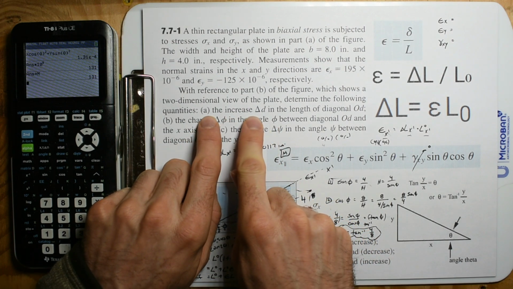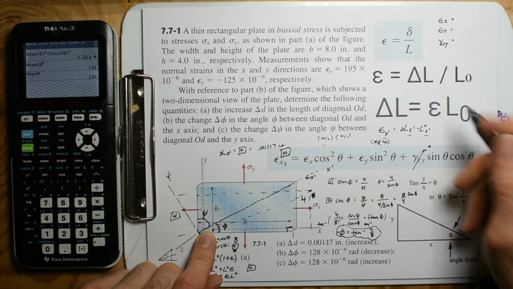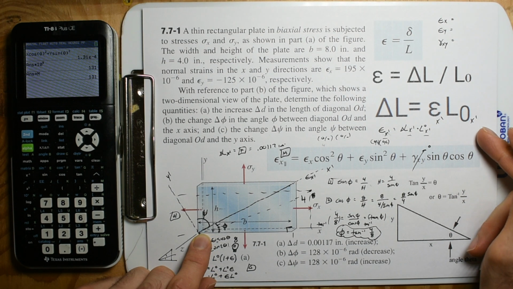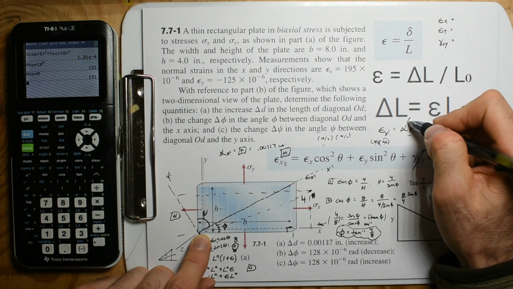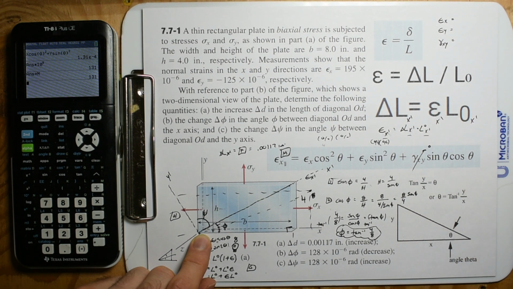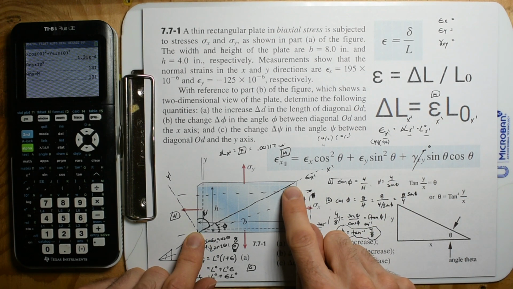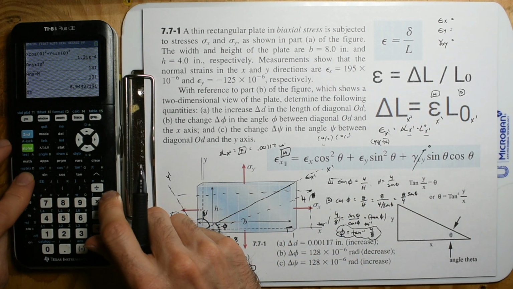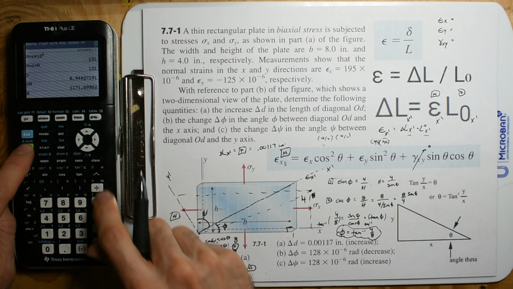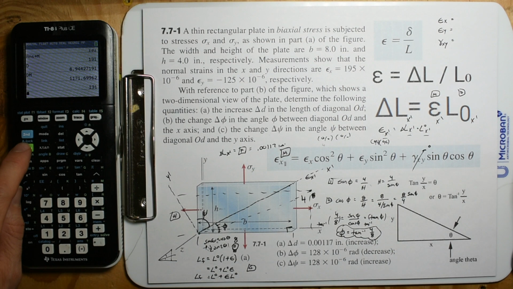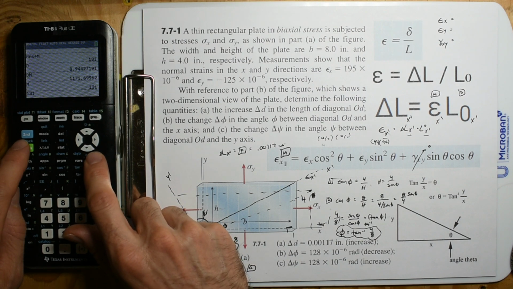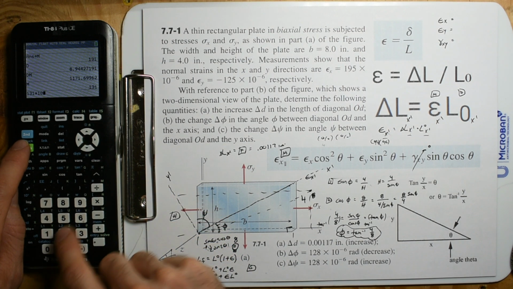Now, part A said we want to know the change in length. We just found the strain in the x1 direction. And we need to know the initial length in the x1 or x prime direction, and that'll give us the change in length. So we found the strain. That's going to be m in our calculator. The initial length was just d in our calculator. So d times m, and that should do it. So this strain was times 10 to the negative 6.